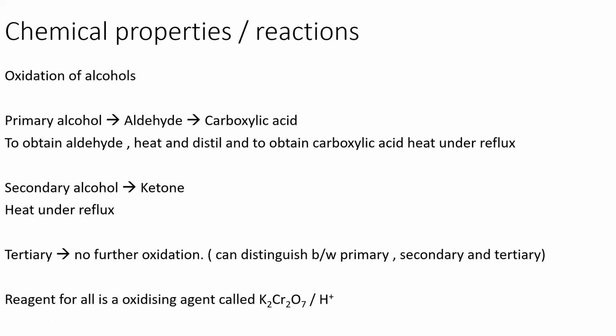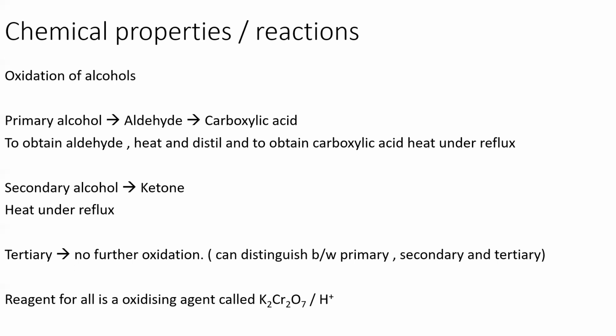Okay, let's carry on. So oxidation of alcohols. Like I was saying, we have to think about whether the alcohol is a primary, secondary, or tertiary alcohol before we think about what's the final product. Primary alcohols, if you oxidize them using an oxidizing agent, in this case K2Cr2O7, you have to acidify. So you could put dilute H2SO4, for example, and it will be oxidized to an aldehyde, and then you can heat and distill it to obtain the aldehyde. But if you want a carboxylic acid, you can heat it under reflux.